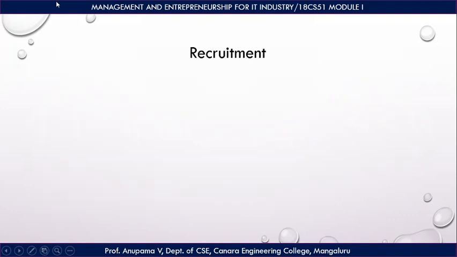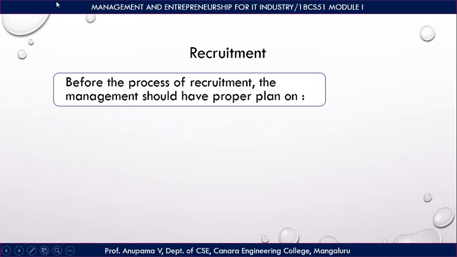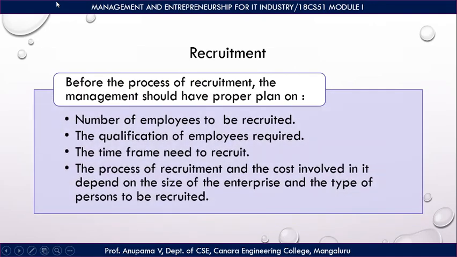Once the requirement of manpower is known, the process of recruitment starts. Before the process of recruitment, the management should have the proper plan on number of employees to be recruited, the qualification of employees required, time frame needed to recruit, the process of recruitment, and the cost involved in it, which depend on the size of the enterprise and the type of person to be recruited.